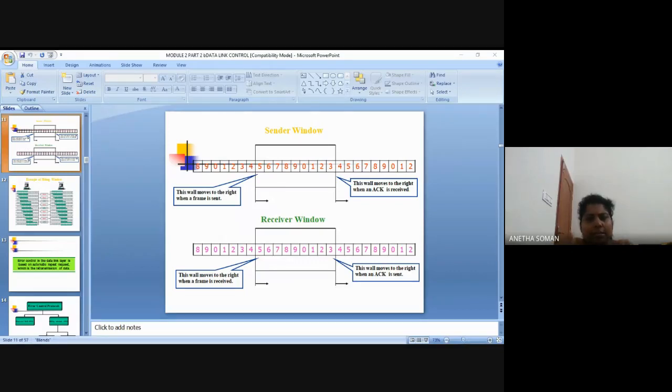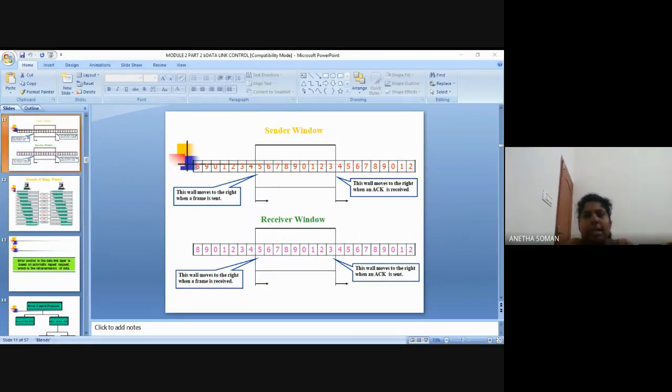Stop and wait is a simple protocol. It means you are transmitting one frame at a time. You will transmit one frame, you will wait for an acknowledgement, then you will send the next data frame, and you will wait for an acknowledgement. So it is very simple.